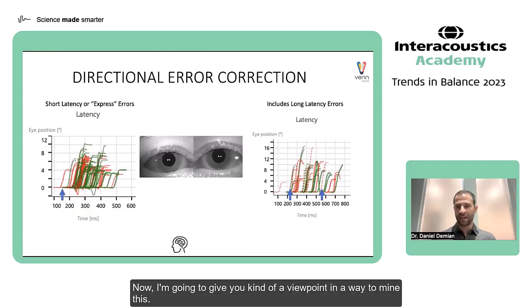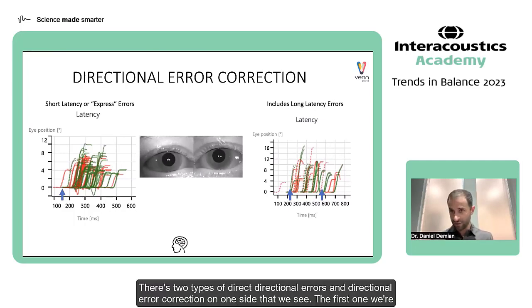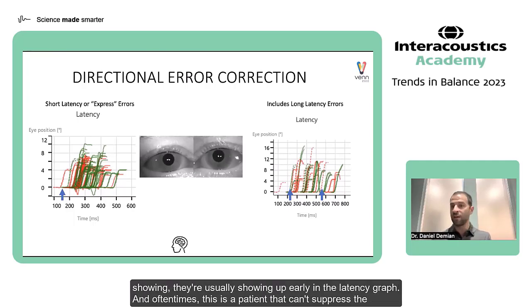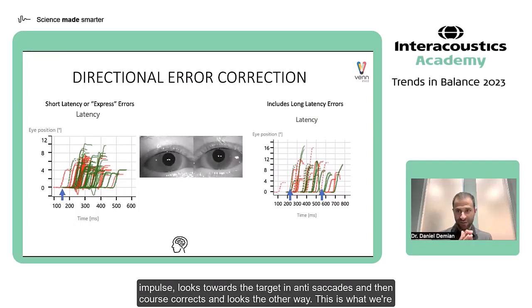Now, I'm going to give you a viewpoint and a way to mine this. There are two types of directional errors and a directional error correction on one side that we see. The first one, on the left, is short latency or express errors, as they're called in the research. As the blue arrow is showing, they usually show up early in the latency graph. Oftentimes, this is a patient that can't suppress the impulse, looks towards the target in an anti-saccade, and then course corrects and looks the other way.